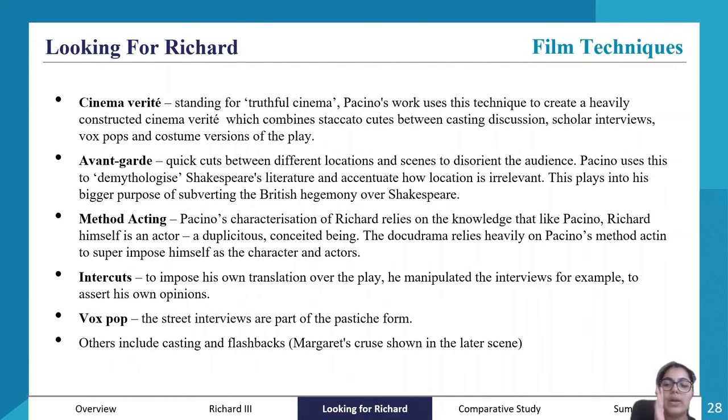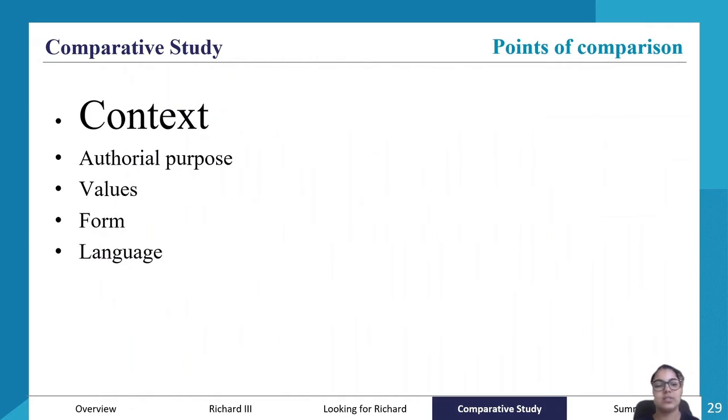Another thing to talk about are the vox pops. So those are the street interviews, which are part of the pastiche form. You can also talk about casting. We can talk about, for example, flashbacks. Like, Margaret's curse is shown in later scenes where they flash back to Margaret's curses. Sorry about the spelling mistake there. Okay. Allergies, sorry.